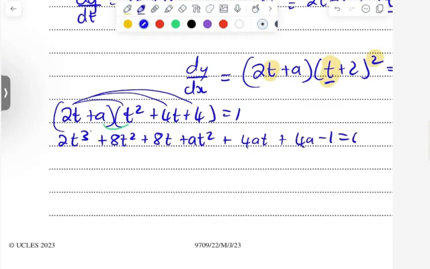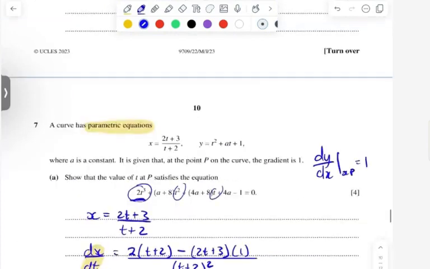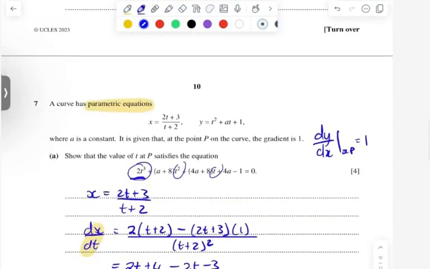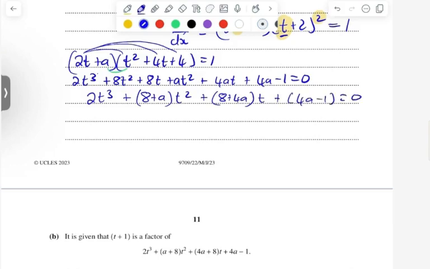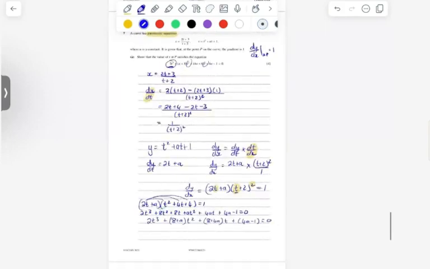4a minus 1. Right, and what they've done is they've put a t squared, t, and then they've grouped everything. So I'm just going to see what happens if I do that. Okay, so my t squared, I've got an 8 plus an a. And then my t values, I've got an 8 plus a 4a. Okay, and then if I just zoom out a little bit and take a look, is it the same?